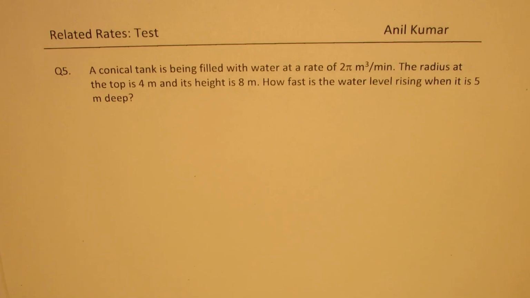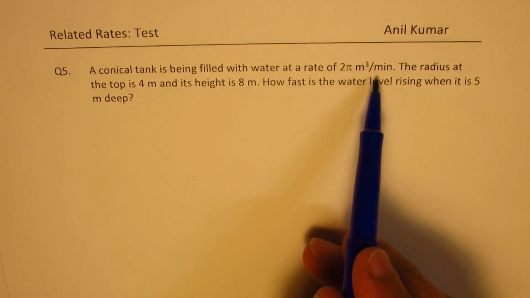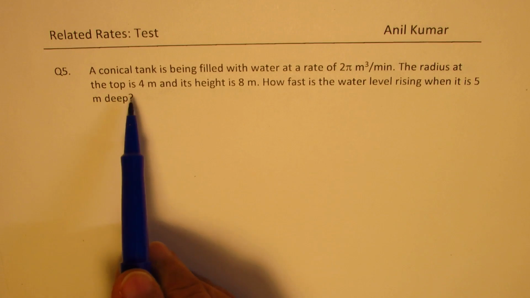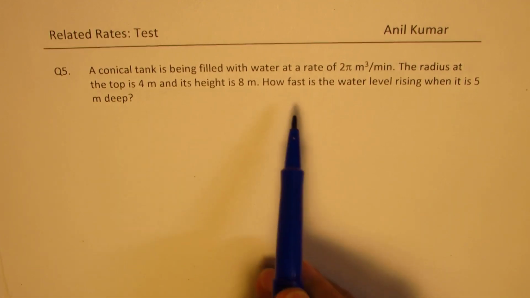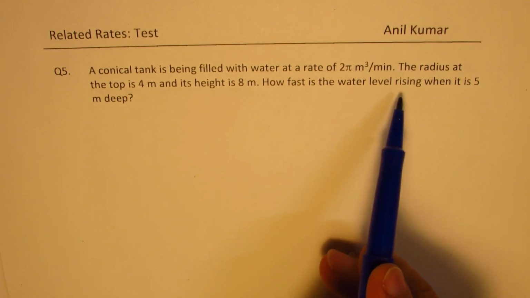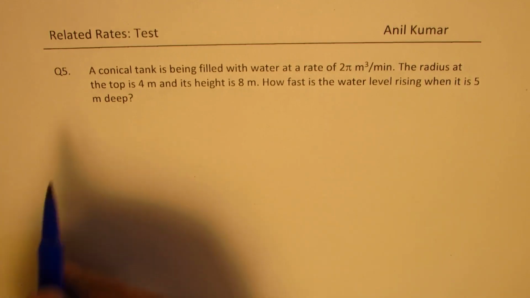Perfect. Question number 5 here is, a conical tank is being filled with water at the rate of 2 pi cubic meters per minute. The radius at the top is 4 meters and its height is 8 meters. How fast is the water level rising when it is 5 meters deep?